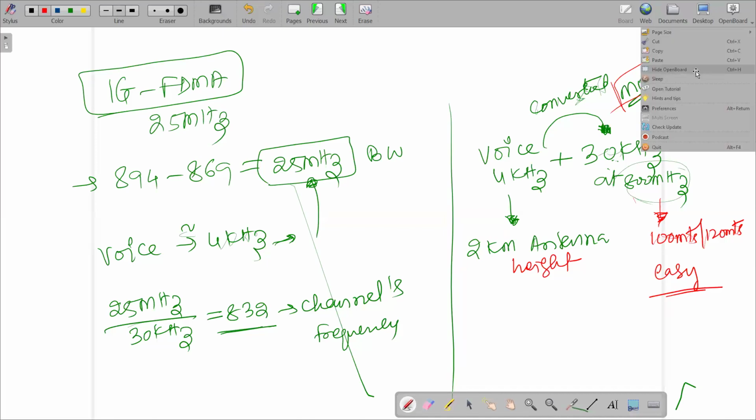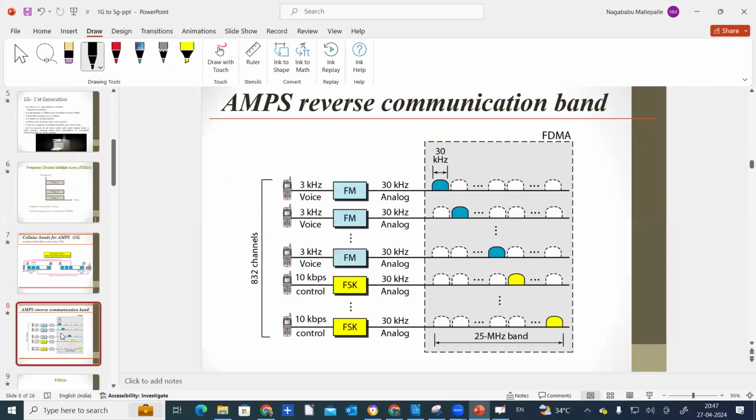So here, when it comes to 1G, you can see they shown 3 kilohertz itself, but it is around 3 to 4 kilohertz. If someone is talking a little loudly, that can go up to 3 to 4 kilohertz. So these are the modulation techniques. You can see frequency modulation or frequency shift keying modulation to convert this voice signal into the carrier, which can transmit it from mobile or base station. Clear?